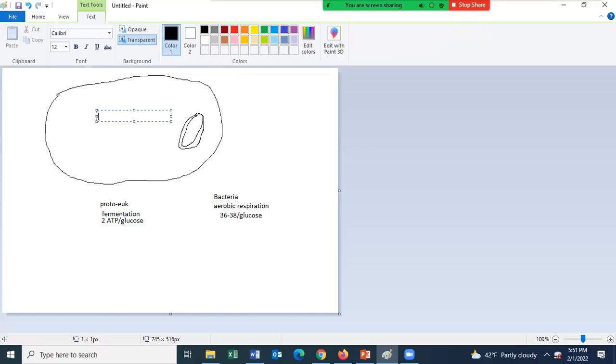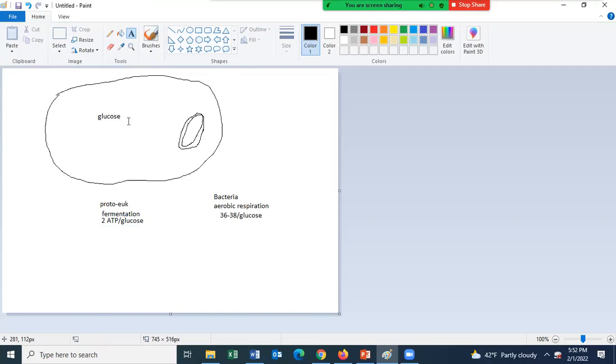The proto-eukaryote had glucose in it. And some of that glucose was taken up by the bacteria cell. And then the bacteria made 36 to 38 ATP. Some of that ATP was released by the bacteria and then went into the cytoplasm of the proto-eukaryote.